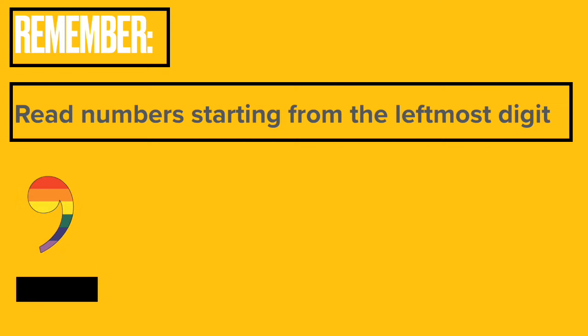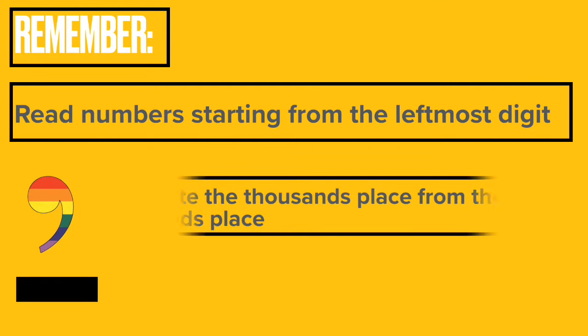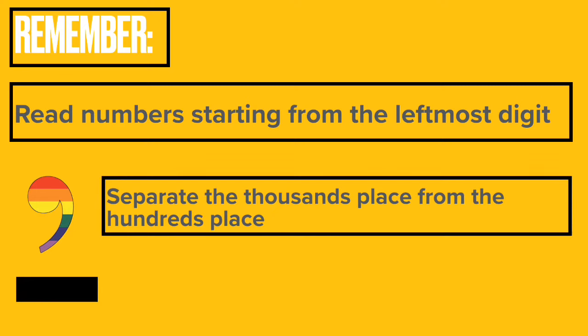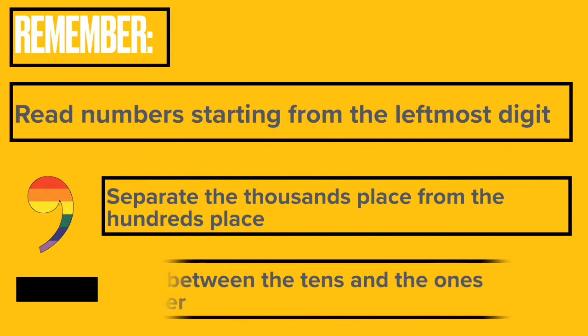The use of comma is to separate the thousands place from the hundreds place, or it is always written after the word thousand, while the hyphen is used to write between the tens and the ones number.